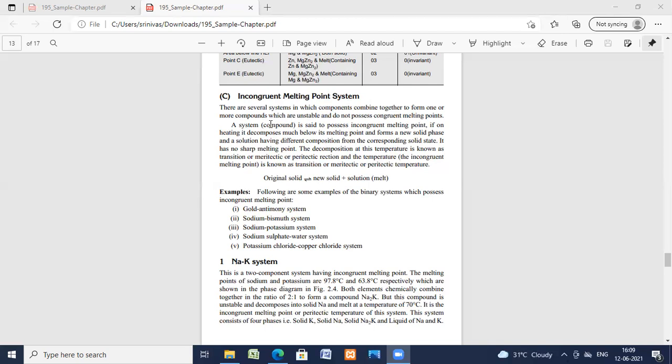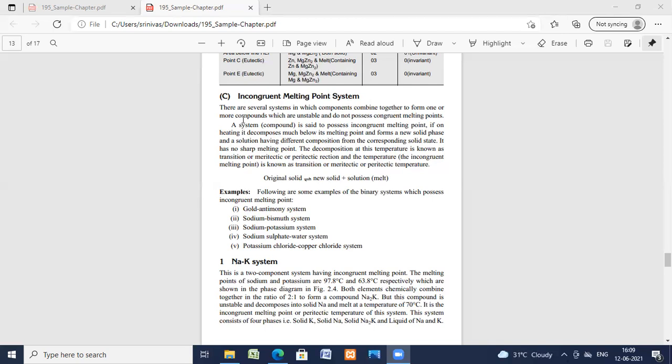There are several systems. This is all the introduction I'm giving you before starting the incongruent melting point system. So phase rule: what is a phase? What is a component? What are the degrees of freedom? What is Gibbs phase rule? What is the reduced Gibbs phase rule? And what is a one component system? What is a two component system?